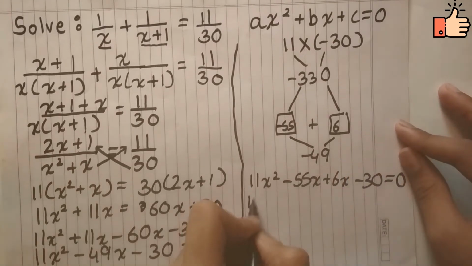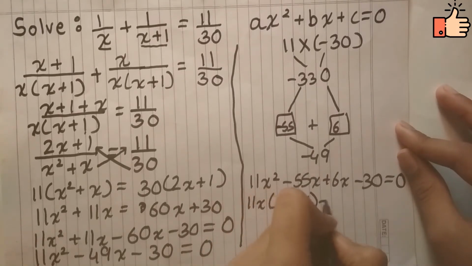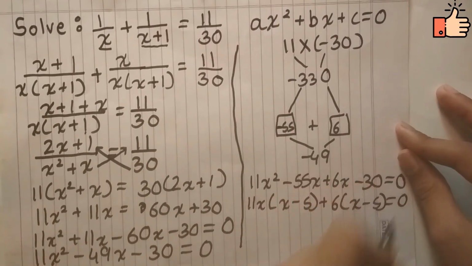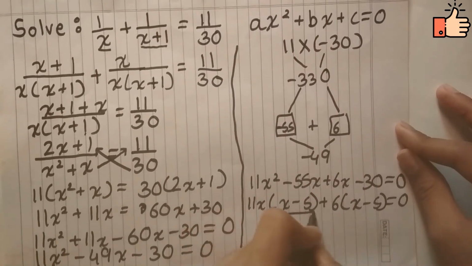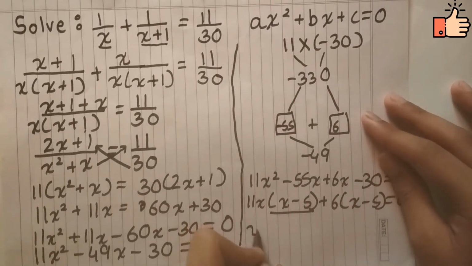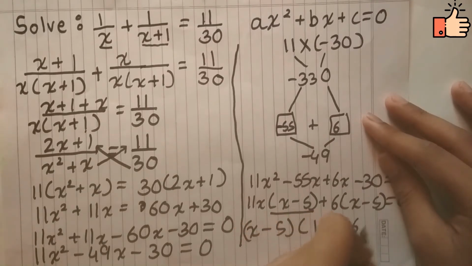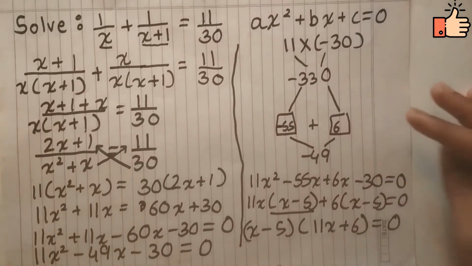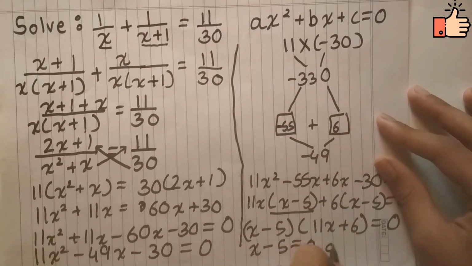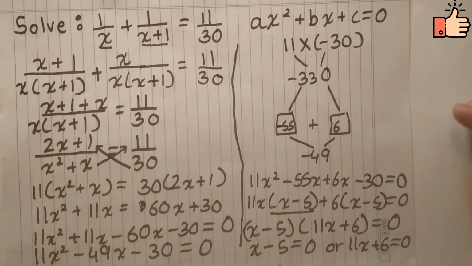So that is 11x as a common times x minus 5 plus 6 as a common, x minus 5 equals 0. So x minus 5 whole as a common, so that is x minus 5 times 11x plus 6 equals 0. So either x minus 5 is equal to 0 or 11x plus 6 equals 0. Let us continue this on the next page.